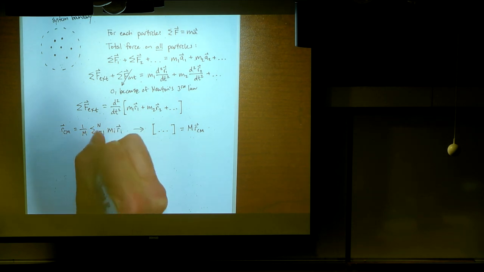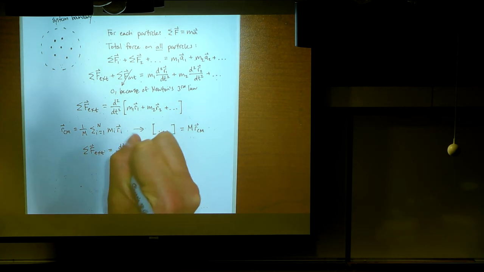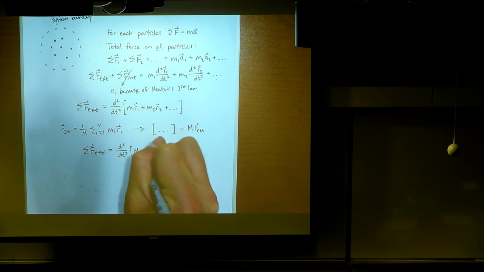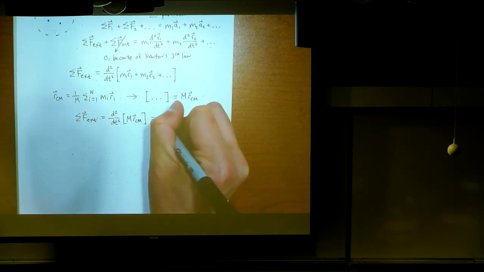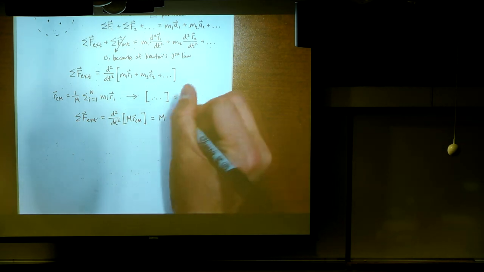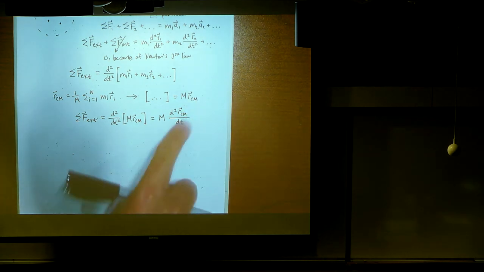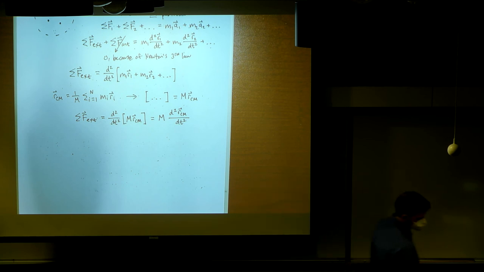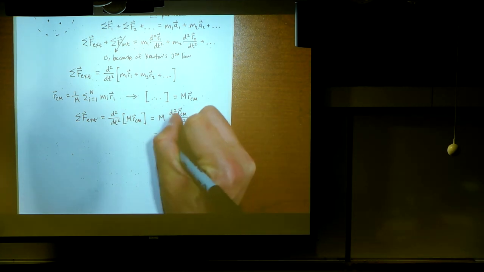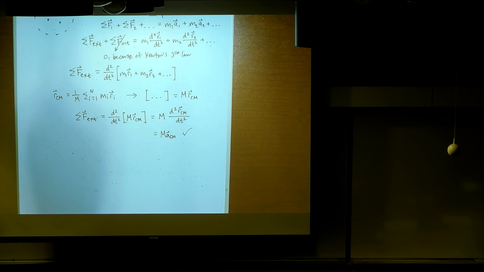So in other words, we have the net external force acting on the system is equal to the second derivative of big M times R_CM. And what I'll do is I'll take the big M and pull it out. So we have big M times the second derivative of R_CM with respect to time. So now, if you look at that thing, the second derivative of the position of the center of mass, that's the acceleration of the center of mass, okay? So that's where M times A_CM equaling the total external force comes from, okay?